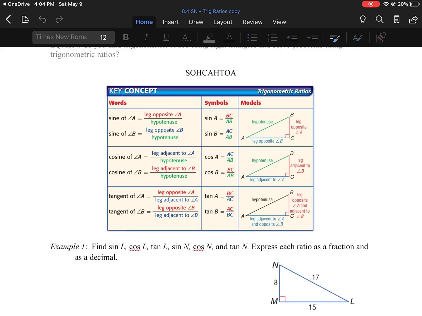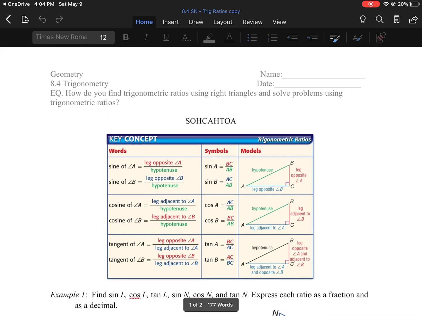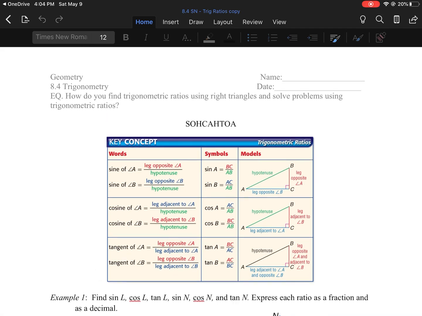All right, we are at one of my favorite lessons in geometry right now, and it is the trigonometry part of geometry. You guys are probably going to be so happy that we are not in school right now, because if you did not watch the video of the song about SOHCAHTOA, you're missing out.